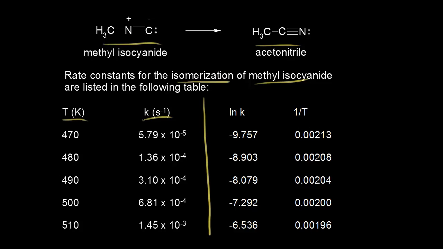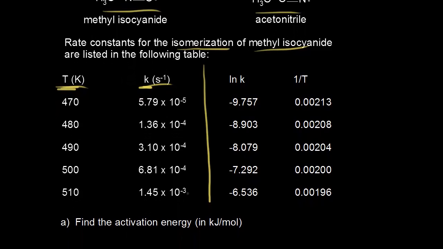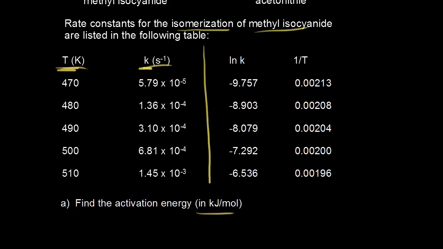Okay, so we only have the rate constants at different temperatures. And in part A, they want us to find the activation energy for the reaction in kilojoules per mole. One way to do that is to remember one form of the Arrhenius equation we talked about in the previous video, which was the natural log of the rate constant k is equal to negative Ea over R, where Ea is the activation energy and R is the gas constant, times 1 over the temperature, plus the natural log of A, which is the frequency factor.